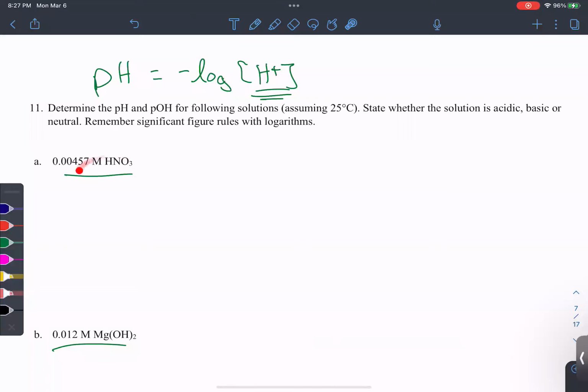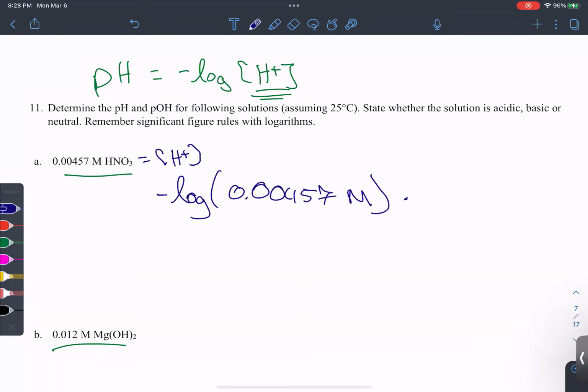All right, so for the concentration of nitric acid here, because it's a strong acid, you just take negative log. So this is equal to the H plus concentration, 0.00457 molarity, and then you just get some number. And since this molarity has 3 sig figs, our pH needs how many decimal places? 3. Those are the rules for logarithms. I don't even know what the answer is, but it's whatever that is, all right?